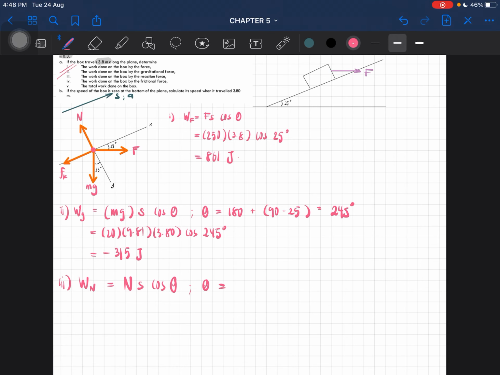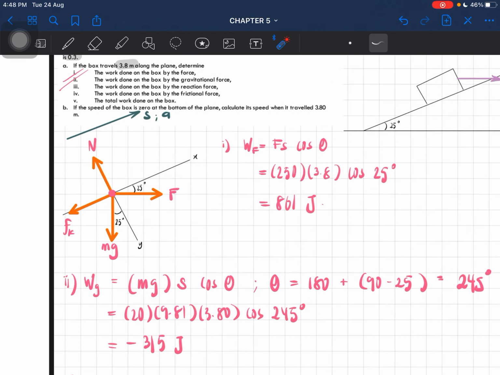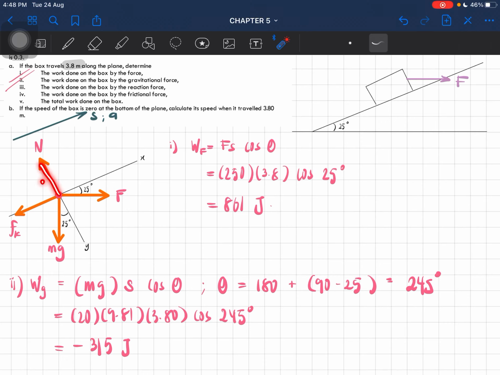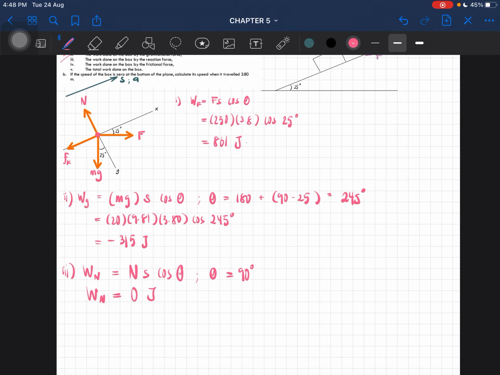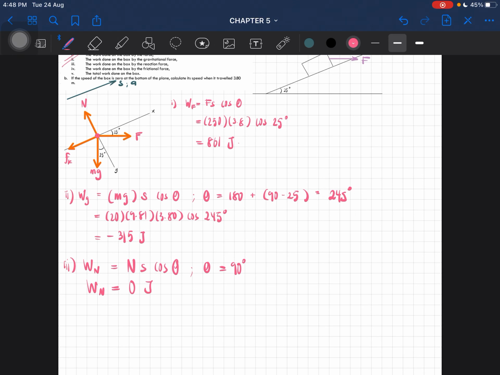Now let's look at the angle between the normal force and the displacement. This is the normal force, and this is our direction of displacement. So the angle between the normal force and the displacement here is 90 degrees. So what does a 90 degree angle mean? It means that the work done is equal to 0 joules. Okay, next question 4.